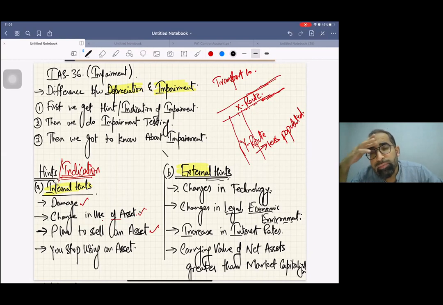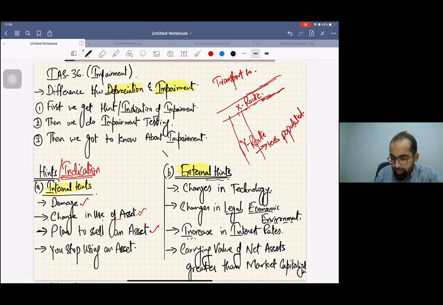You might have heard that in 2019 or 2020, Donald Trump in the United States imposed some duties or restrictions on trade with China, and there was a trade war between China and the US. So automatically this is also an impairment hint for those people who are doing business with China, who are totally dependent on Chinese products, right? Okay.